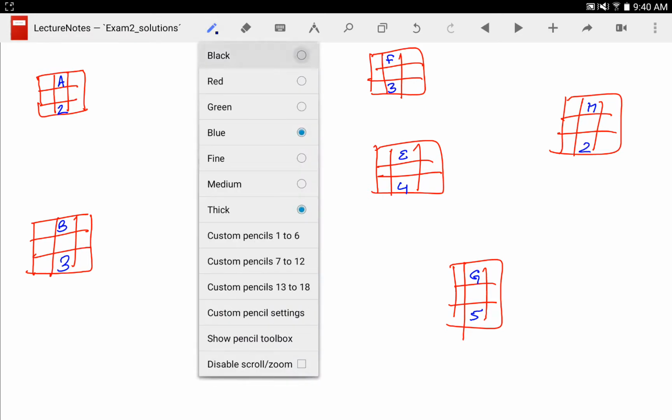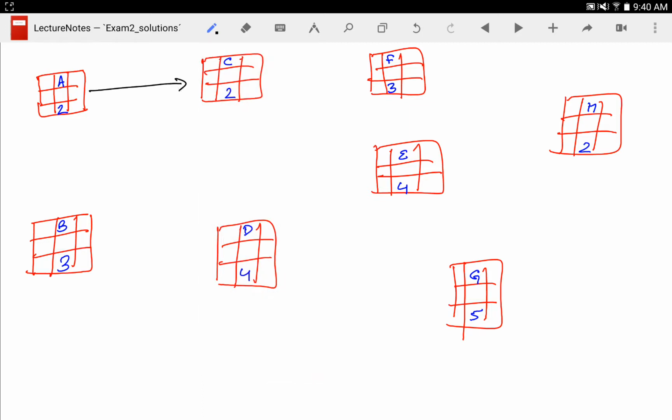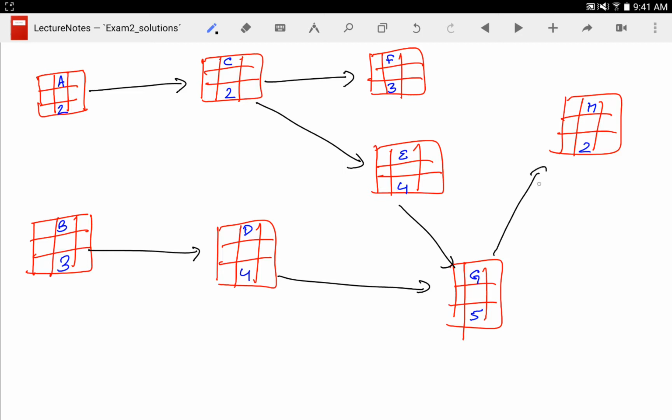Let me make this black. So we have a path going from A to B, B to D, A to C, C to F, C to E, E to G, D to G, and then G to H and F to H. All right, that way we have fewer crossovers. All right, let's do the forward pass.